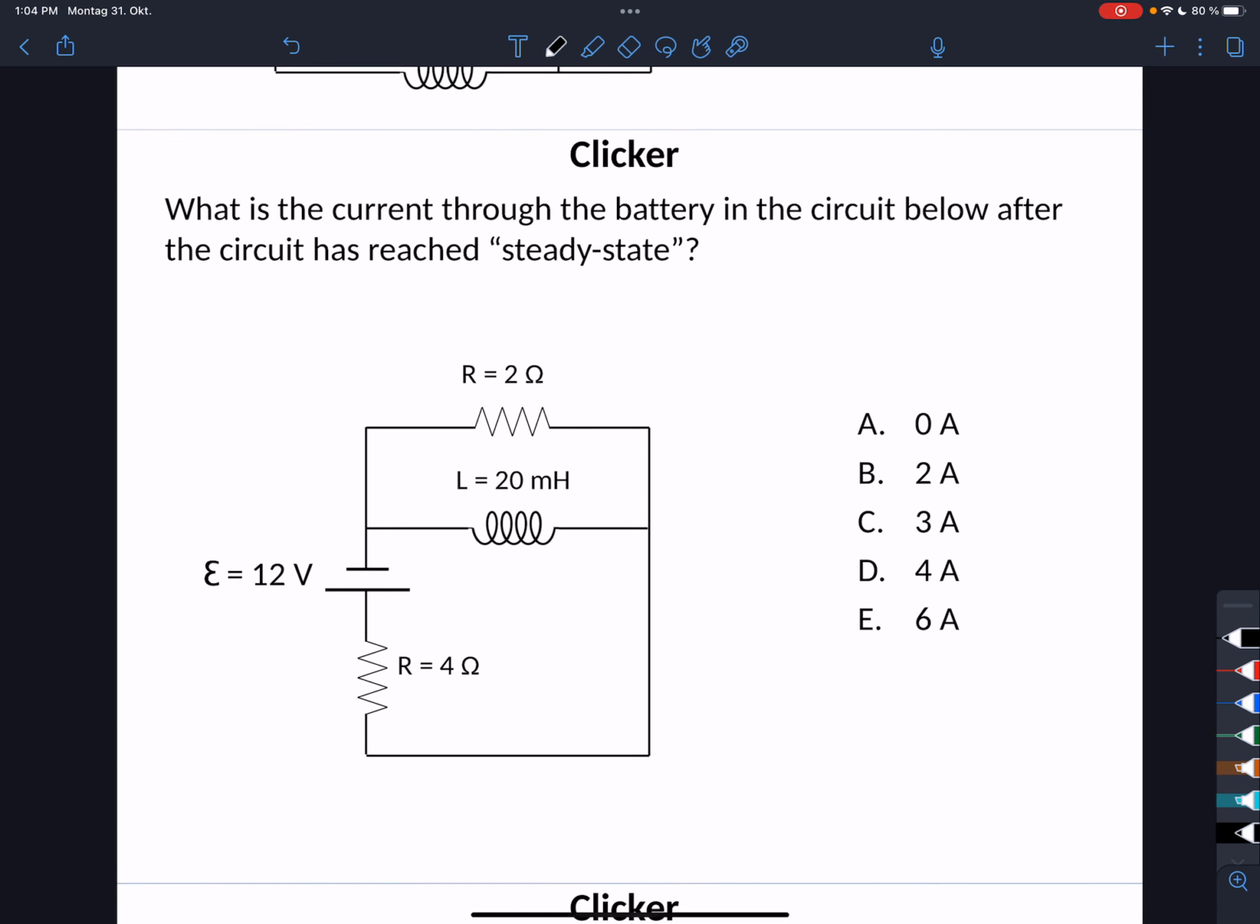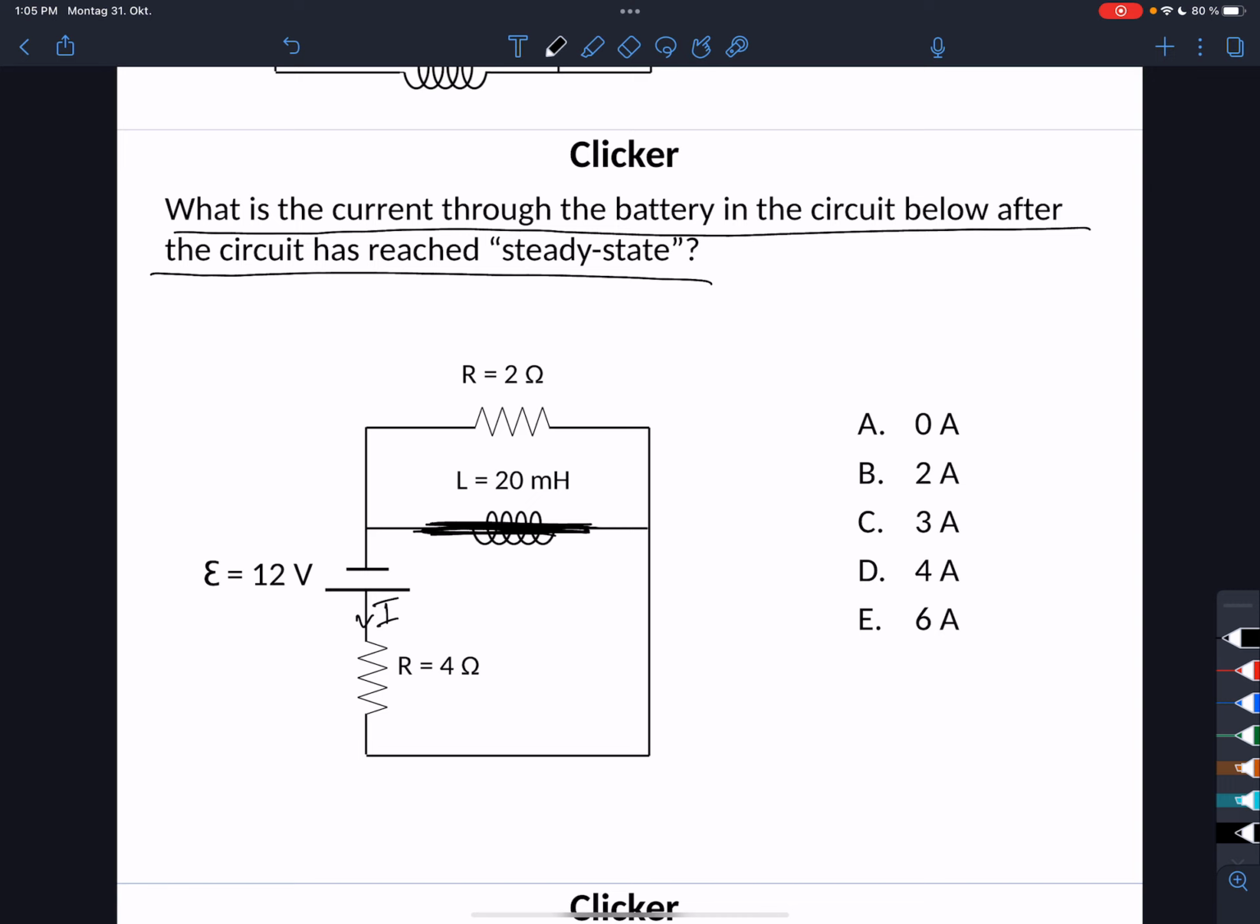Now there is another problem I want to consider, and that's the final one. Here I need to find the current through the battery after the circuit has reached its steady state. It means that it was connected and reached the steady state. What do I do if the circuit has reached the steady state? It means that the current is constant. If the current is constant, I can replace the inductance by just a piece of wire.